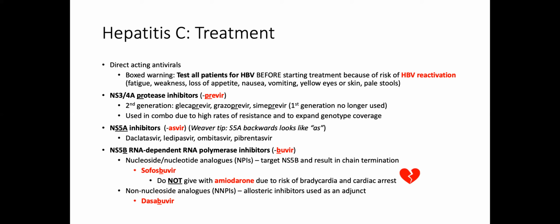Non-nucleoside analogs in PIs are going to be allosteric inhibitors that can be used as an adjunct to some of these other drugs like dasabuvir. So "buvir" is going to be NS5B. "Asvir," it's like looking at it backwards, NS5A. NS3/4A protease inhibitors are "previrs."